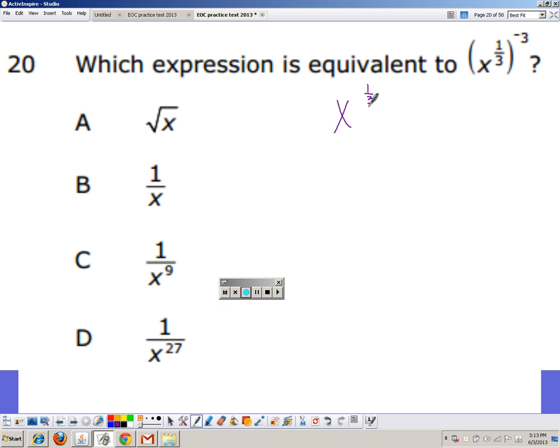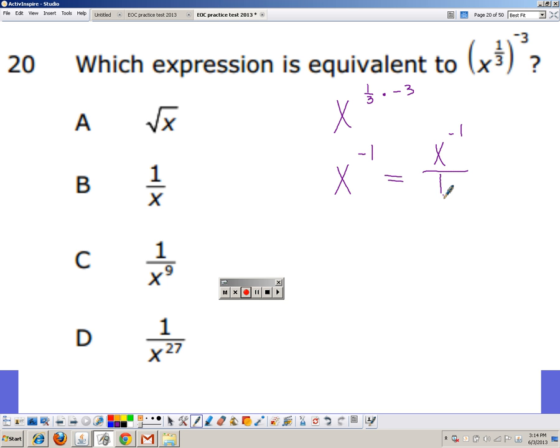And number 20, we have a power taken to a power. So that means our two exponents must multiply each other. 1/3 times negative 3 is a negative 1. X to the negative first power. Well, you remember, negative exponents means to switch it. So this on top becomes on bottom of a fraction. To turn this into a fraction, we're going to put everything over 1.